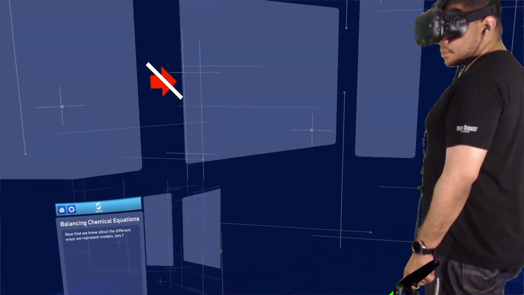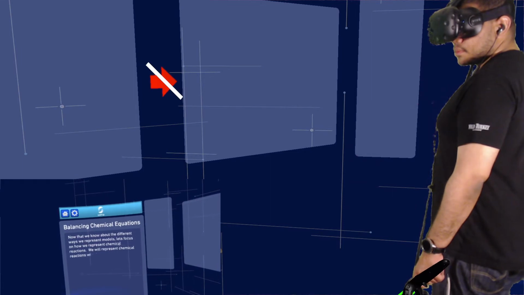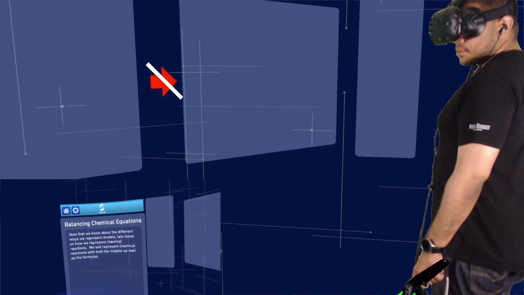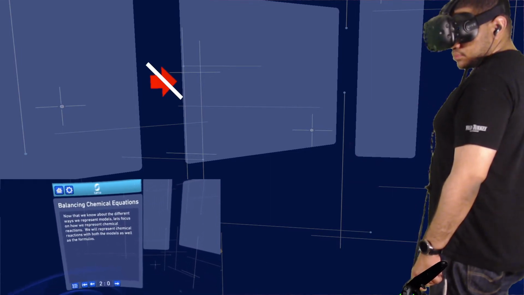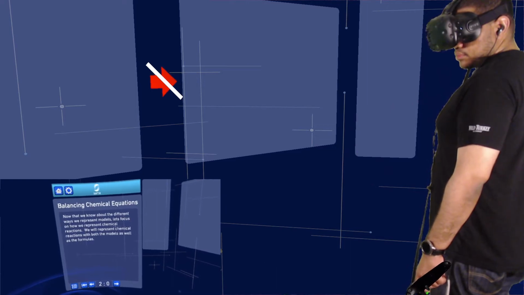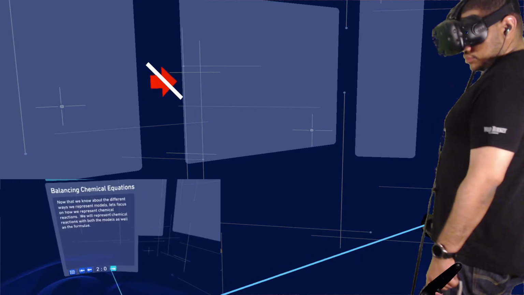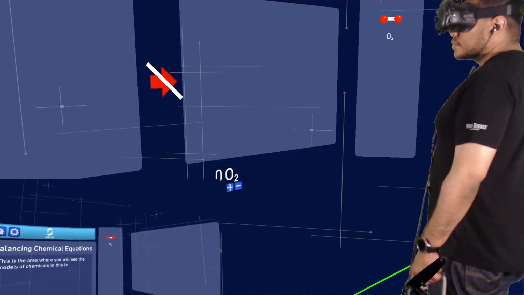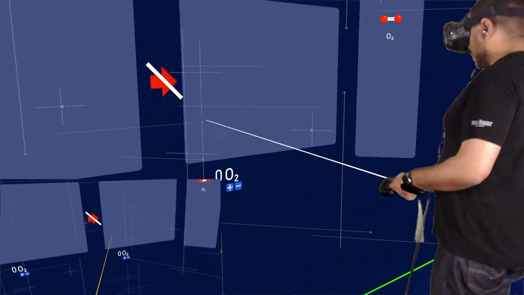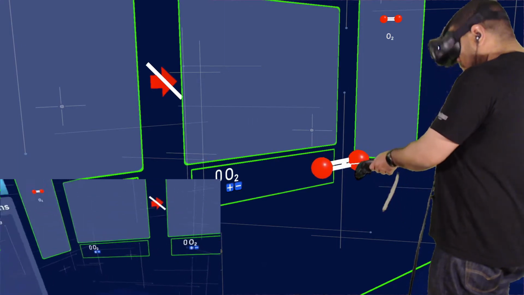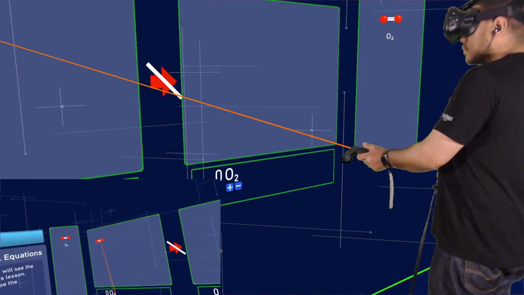Now that we know about the different ways we represent models, let's focus on how we represent chemical reactions. We'll represent chemical reactions with both the models as well as the formulas. This is the area where you'll see the models of chemicals in this lesson. Below this area, you'll see the chemical formula.